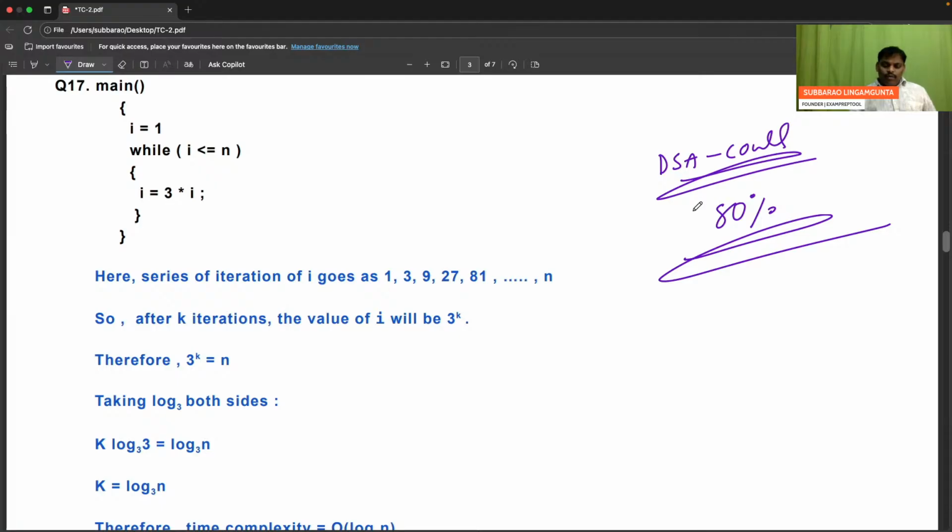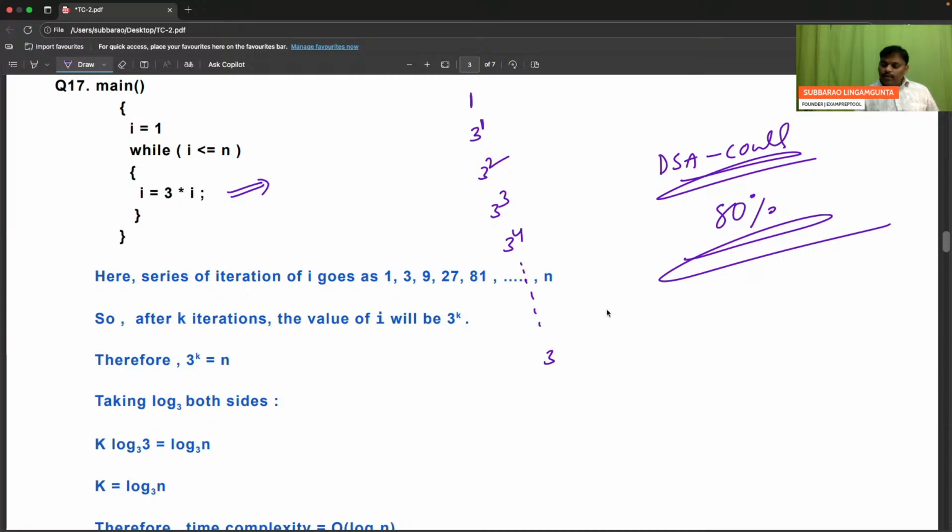I = 1, while I <= n, I = 3 * I. I think this is the same problem. Can you see this one? If you observe clearly, the same thing one more time. Initially I is 1. 1 times 3 is 3. You are tripling every time, so next is 3 squared. Initially 1. After 1 time, 3 power 1; 2 times, 3 squared; 3 times, 3 cubed; 4 times, 3 power 4. If you do it k times, it is 3 power k.